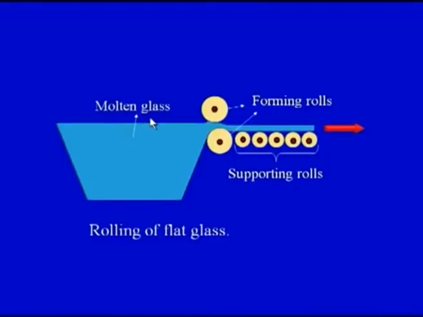On your screen you can see the diagram. We have a molten glass again here. This is a molten glass which has come from a furnace, or it may be in a furnace only. From the furnace the molten glass goes. These are the two rollers. These are the forming rollers which will give shape to the glass, and these are the supporting rollers which will roll out the glass, and finally it will go to the annealing stage. So this is rolling of flat glass. So we have seen that flat glass can be made by two processes.